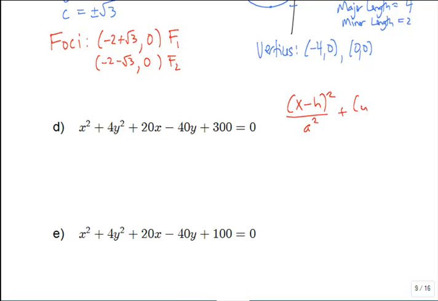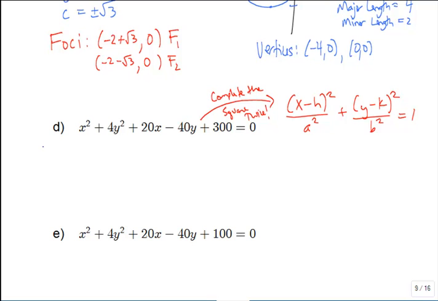Well, that is called completing the square. So in order to transform this into this, we have to complete the square. And the bad news is we have to complete the square twice. Once for the x's and once for the y's. So let's see how this is going to work.